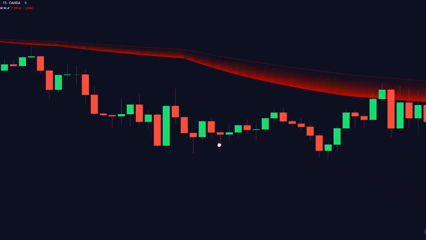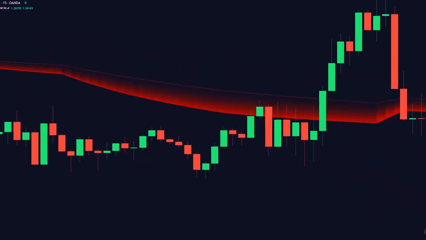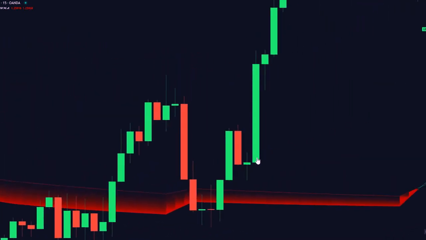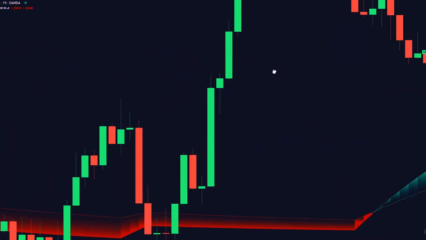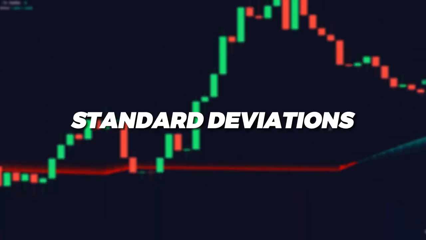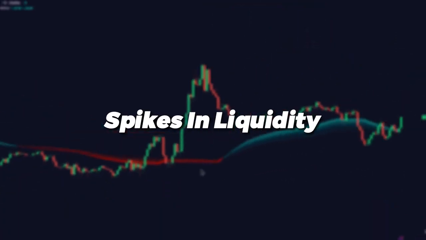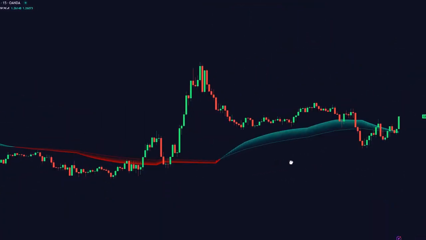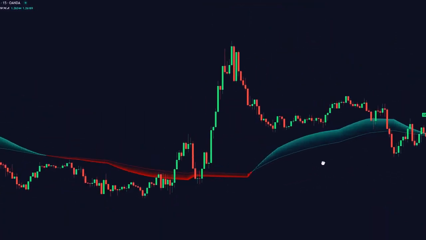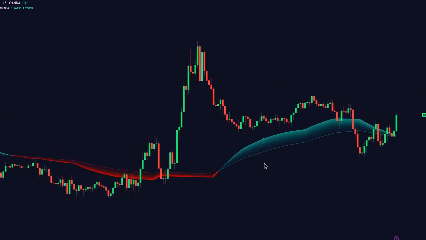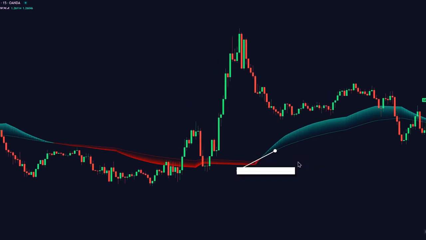Now, to refine the data further and ensure that the moving average isn't skewed by anomalies or extreme price movements, this indicator uses standard deviations to identify and exclude spikes in liquidity from the calculation. Now, looking at this indicator, we can see that it's composed of three elements: a fast-moving average at the top, and then we have a slow-moving average at the bottom. Then the space between the two moving averages is filled with this green and red gradient color.